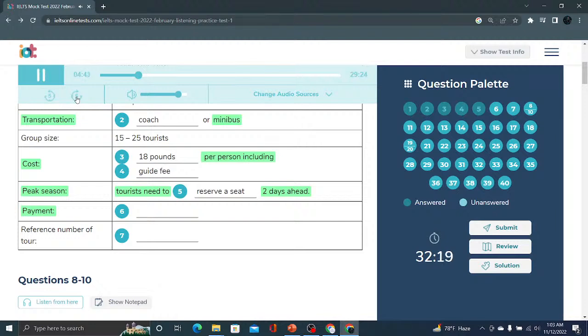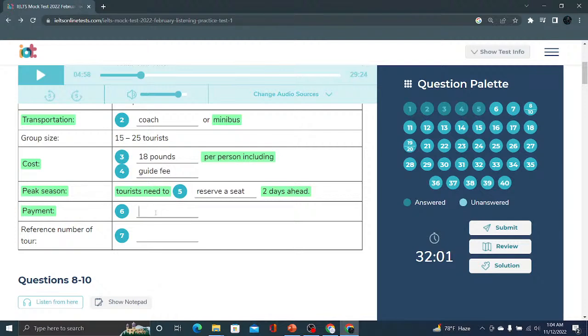Okay, and how about the deposit? You don't need to pay any fees in advance. Fine. How about payment? Cash or credit card? Because we collect money just before departing, the only payment we accept is cash.